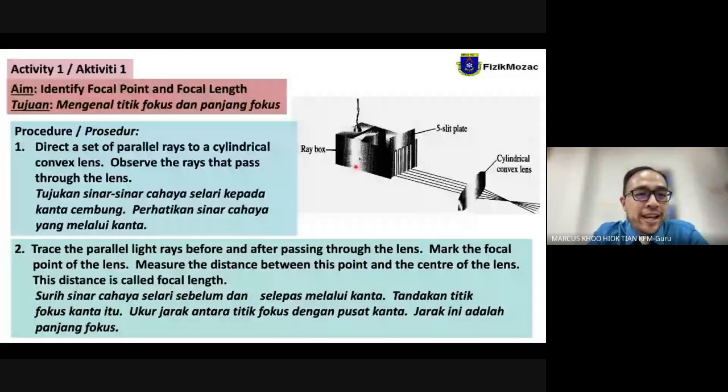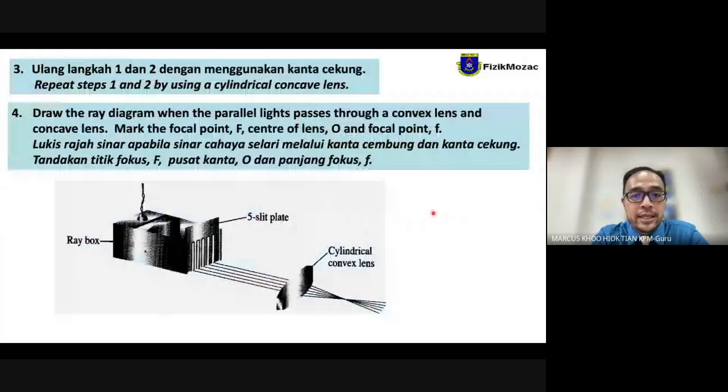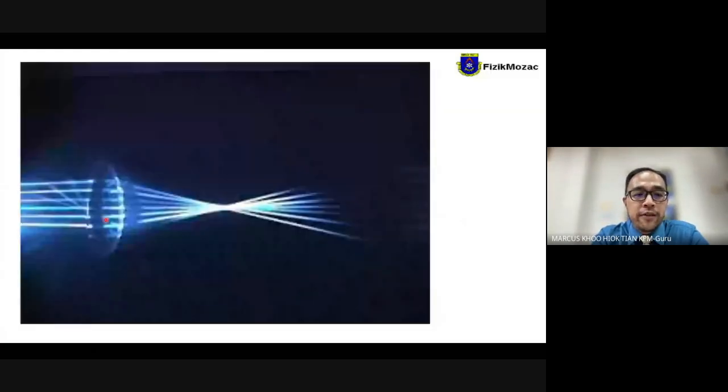This is an activity which I hope to do. If we have a ray box over here, and I shine a light on a convex lens, and then I do the same thing but change this convex lens to a concave lens. So if I have a convex lens, this is a convex lens over here, what will happen to the light?